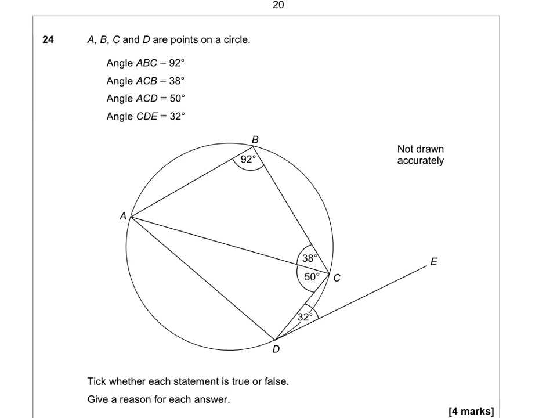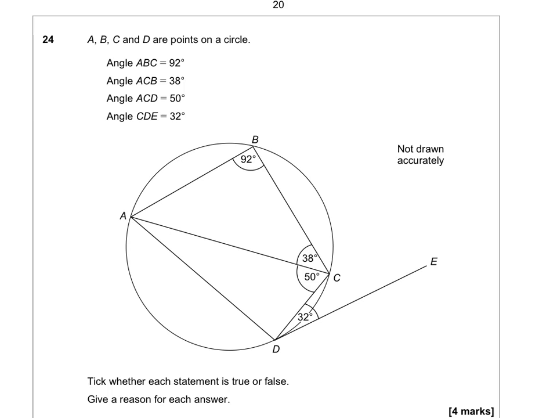Question 24. A, B, C, D are points on a circle. Angle ABC is 92 degrees, ACB is 38, ACD is 50, and CDE is 32. Tick whether each statement is true or false, giving a reason for each answer.